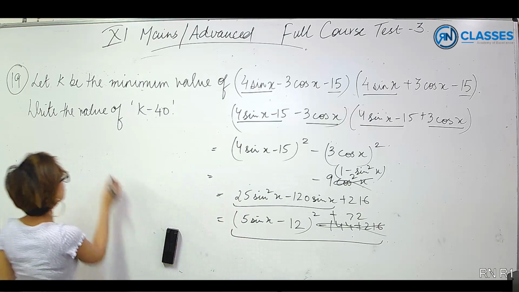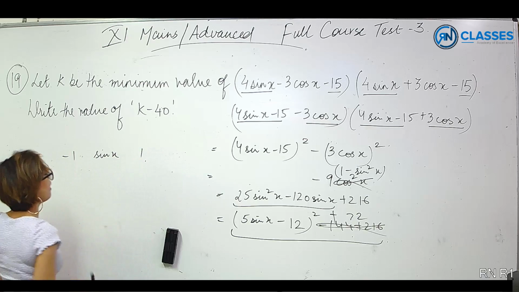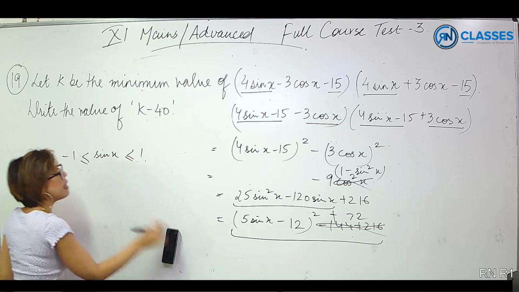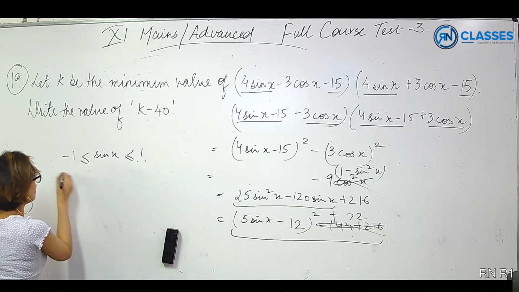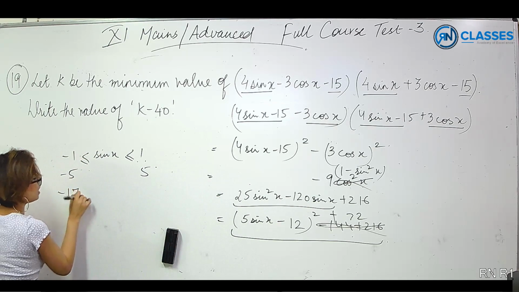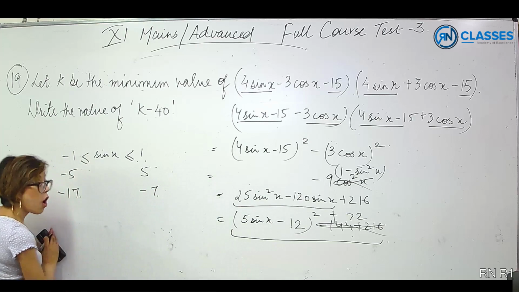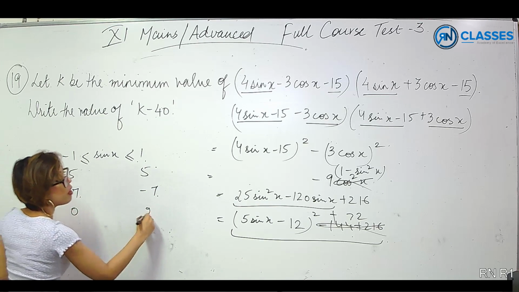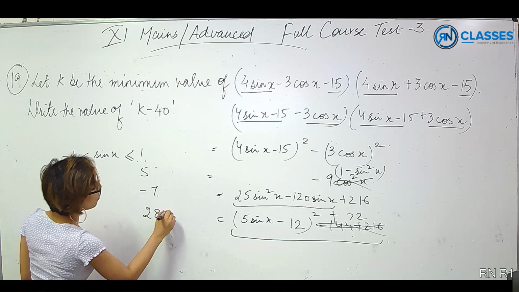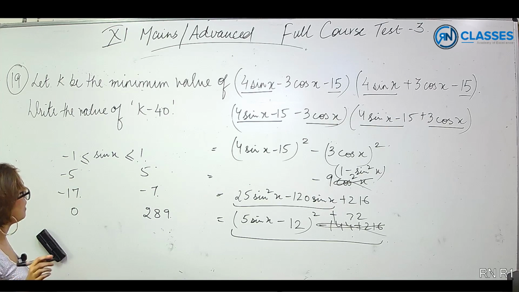Now this thing is easy. Sin x lies between minus 1 to 1. Right? Okay, I should write it like this. Then 5 multiplied, so I will not write that again. So minus 5 to 5. Minus 12, so that means minus 17. Minus 12, so minus 7. Right? Square obviously will lie between 0 to 289. No, I did not do minus. No, I did minus 12.